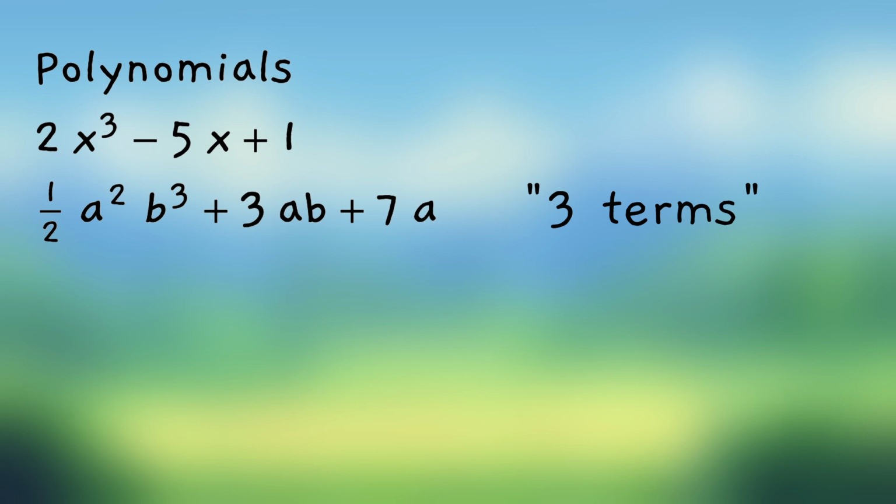The second term is also a monomial. The number is plus 3 times a and b, and each variable, a and b, is raised to the first power. Remember, if the exponent is 1, you don't write it. And the last term is plus 7a. The number is plus 7, the variable is a, and like before, the exponent is 1.